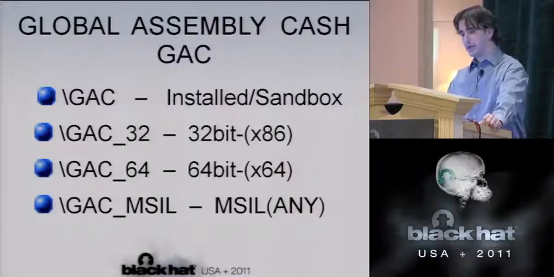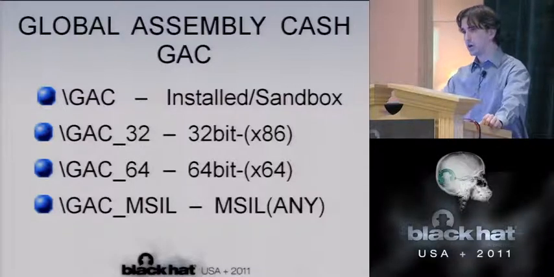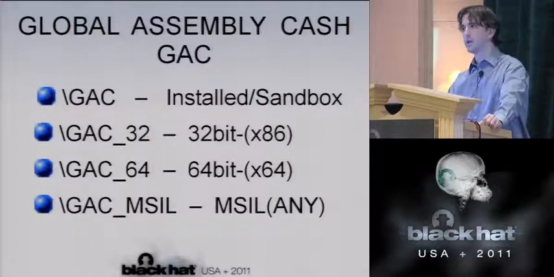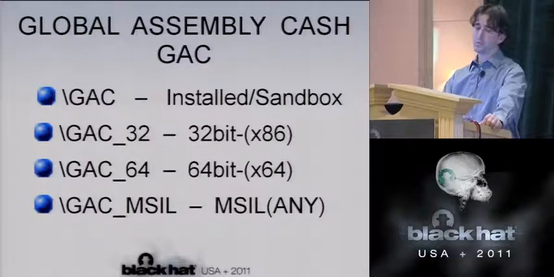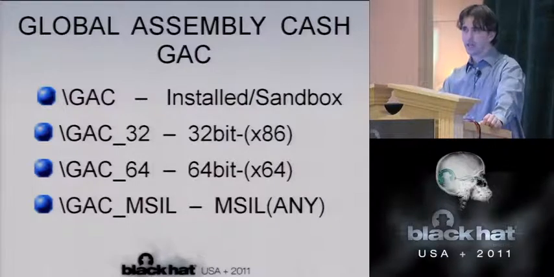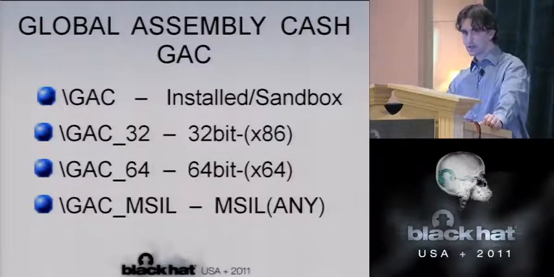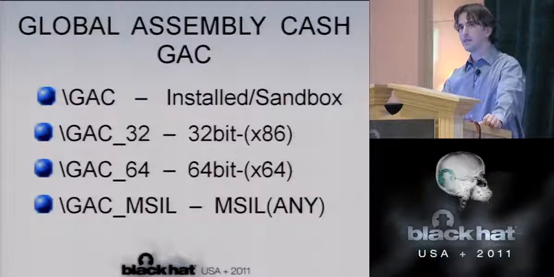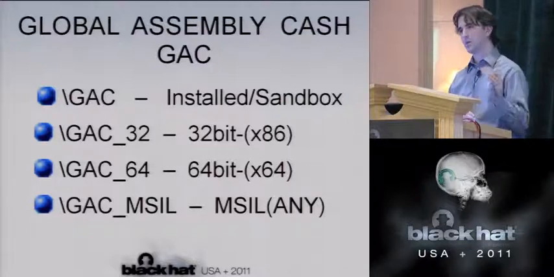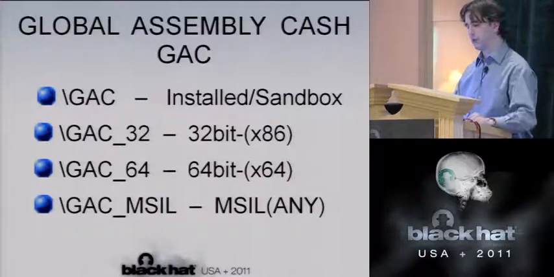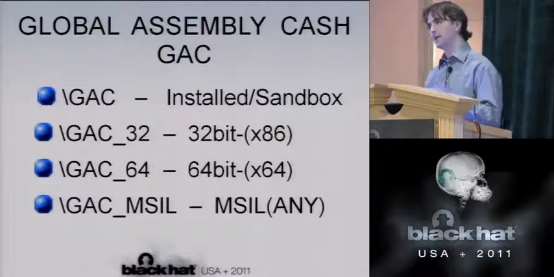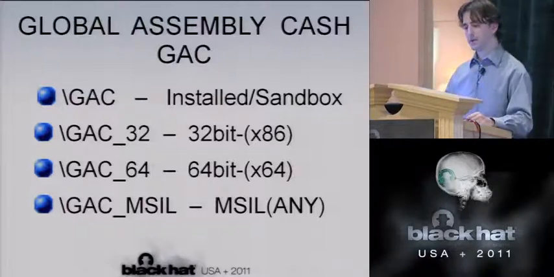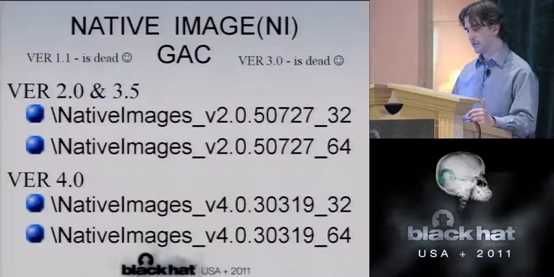This is what the GAC's made out of. You'll find your installed and sandbox stuff installed into the GAC. You'll find GAC_32, which is applications that are compiled specifically for 32-bit, GAC_64, and GAC_MSIL. MSIL is the top-level .NET. Anything written in MSIL will compile down to run on any .NET platform. So when you're attacking your application, if it's 64-bit, you know where to find its DLL. And of course, you can just look at it from the process.